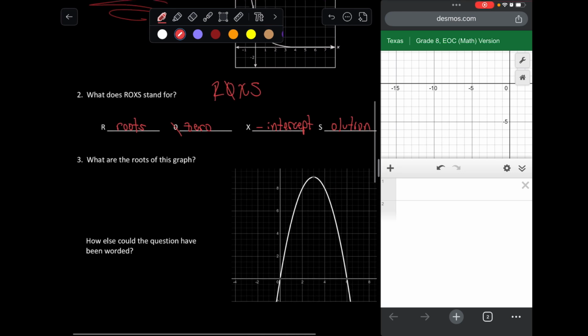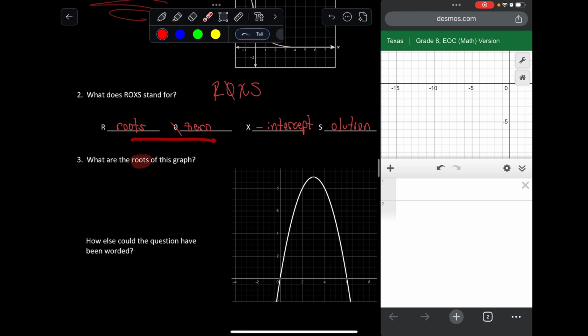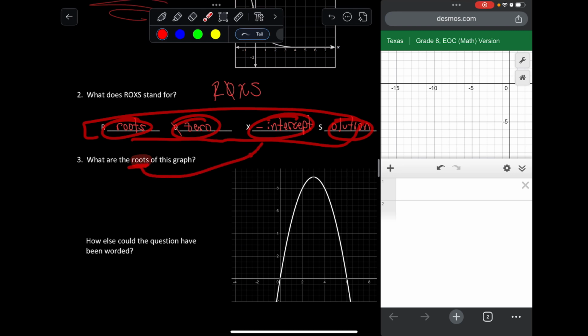Using this word, we're going to answer question number 3. What are the roots of this graph? The key word here is roots. What does roots mean? X-intercept. Now, Diesel went ahead and used the word ROCKS, so he knows that all these 4 words mean the exact same thing. When it's asking you for the roots, it's asking you for the x-intercept. When it's asking you for the zeros, it's asking you for the x-intercept. When it's asking you for the solutions, it's asking for the x-intercepts.